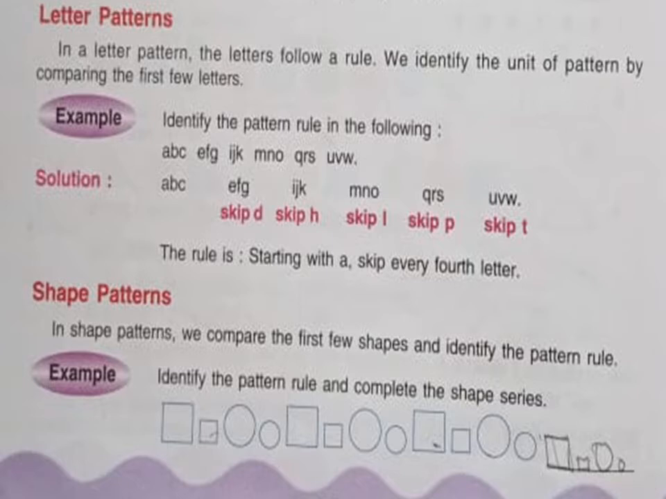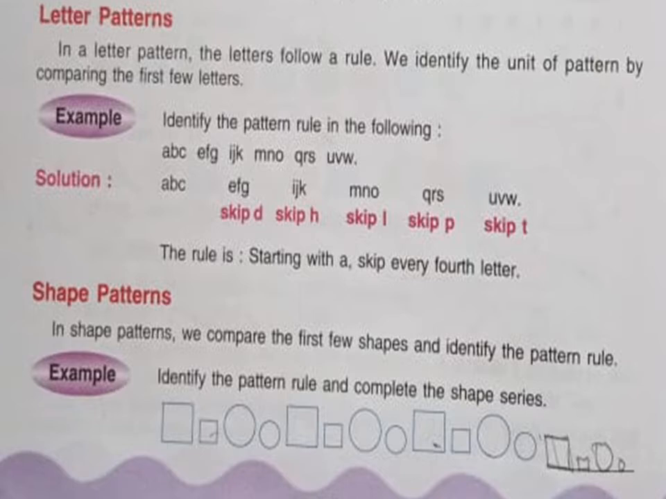Yes, first thing you have to observe the pattern carefully. First A, B, C. So here D is skipped. Next E, F, G. H is skipped. I, J, K. L is skipped. M, N, O. P is skipped here. Next Q, R, S. T is skipped here. U, V, W. So what is the rule here? Starting with A and skip every fourth letter. This is the rule which is used here.